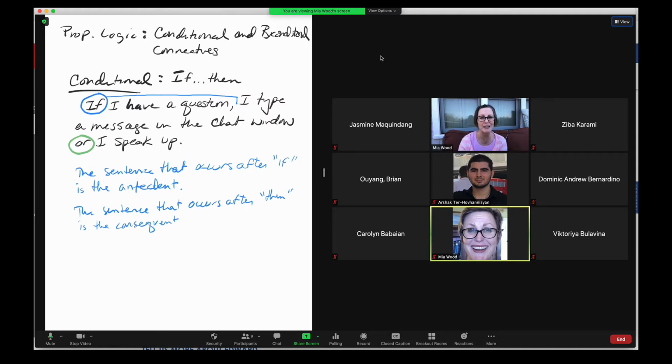And the typical appearance of the antecedent and the consequent when we translate looks like this. So we translate conditional claims with an arrow, right? And we end up with the following, right? So antecedent, arrow, consequent.